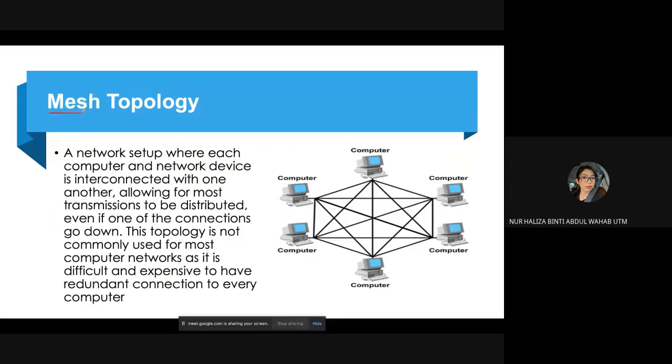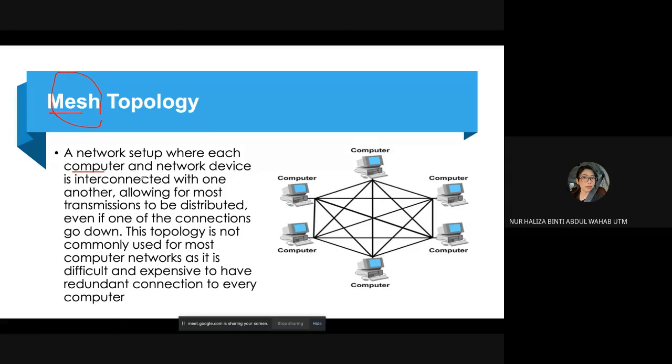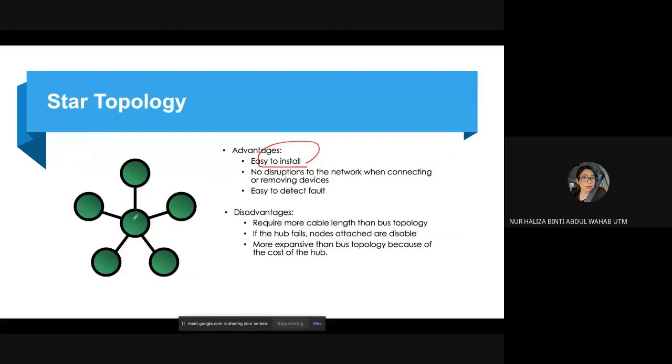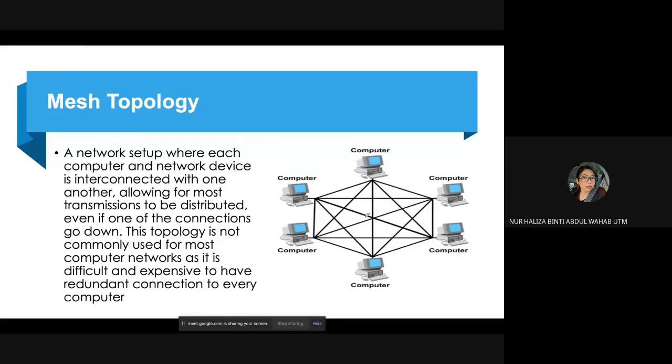And then we have the mesh topology. Sometimes it's quite hard to explain, or you are given a picture and asked, is it a mesh or not? So you need to know that mesh basically has the computers and network interconnected to each other. It's quite similar to a star, because a star has all the interconnection to each other, but it is through a central node. But in mesh, you don't have a central node, you have the interconnection using cables.